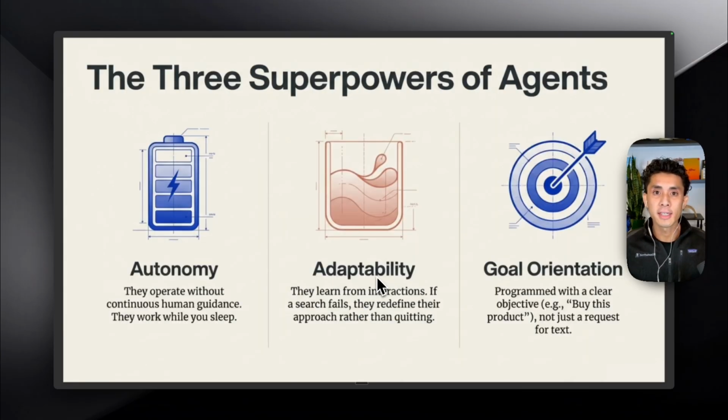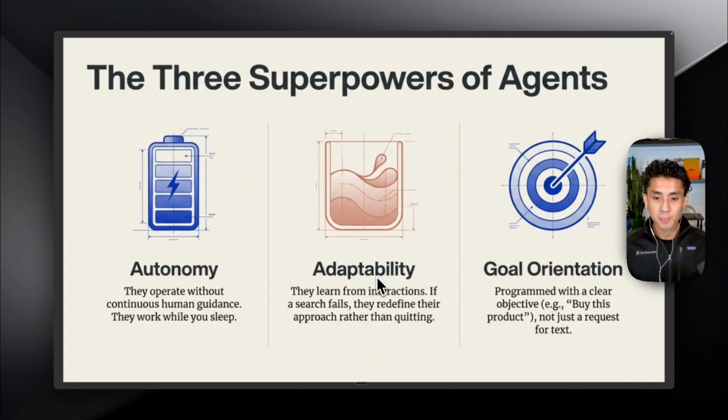If you think about the characteristics or qualities of an agentic AI that differentiate it from Gen AI so much, it can really be broken down into three things, which is autonomy, adaptability, and goal orientation. So if you think about autonomy, they operate without continuous human guidance. So they work while you sleep. Imagine having to babysit someone for every single little task that they did. It would drive you insane, or at least it would for me.